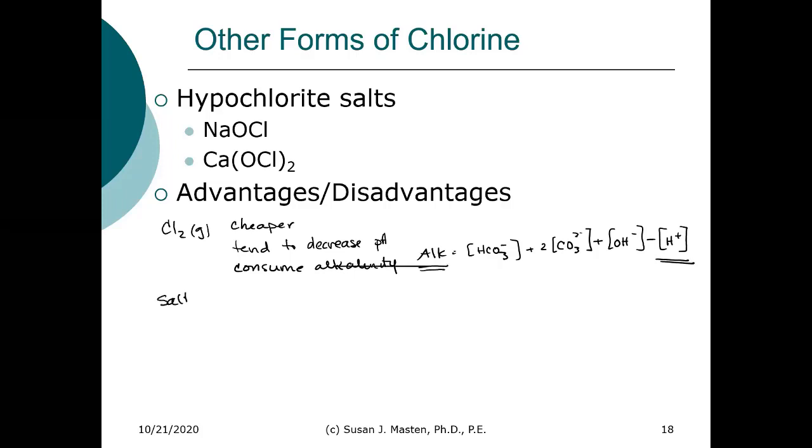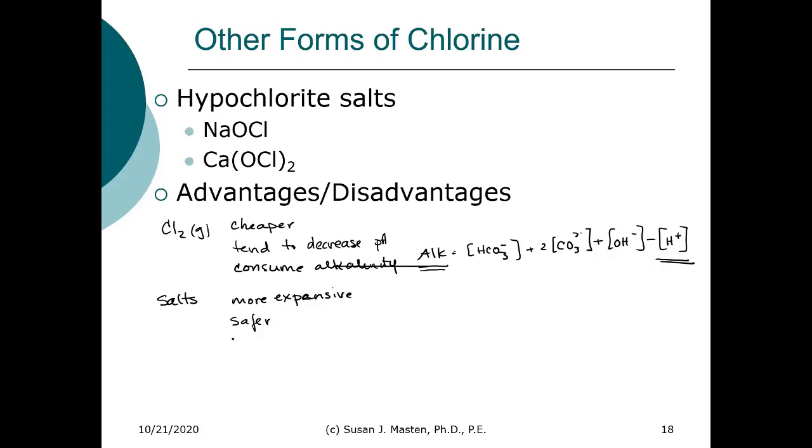The salts, both as sodium and as calcium, are more expensive. On the other hand, they're safer. They're safer because chlorine gas is heavier than air. So if there is a leak, it tends to sit close to the ground surface, which means potential contact with people, less dispersion into the atmosphere.